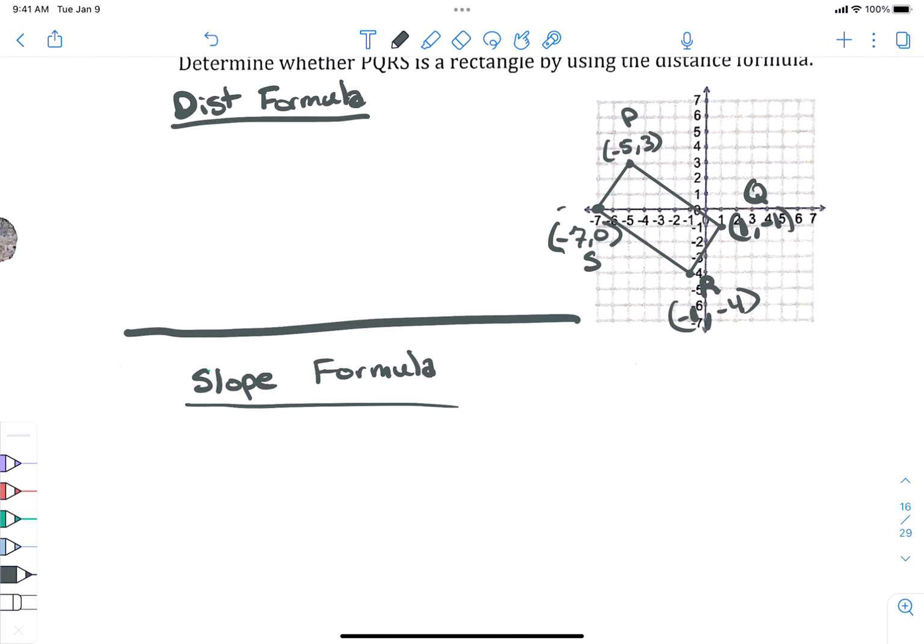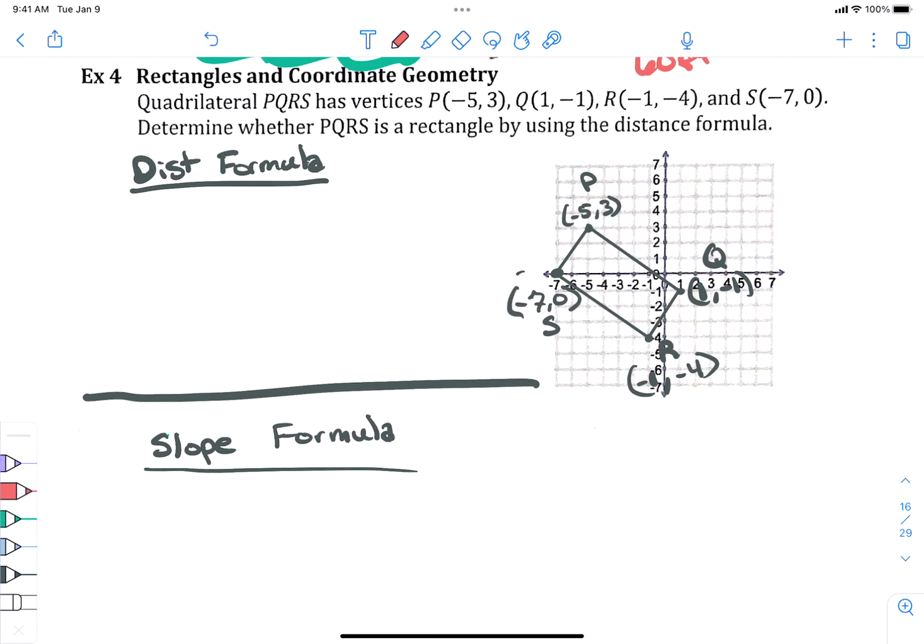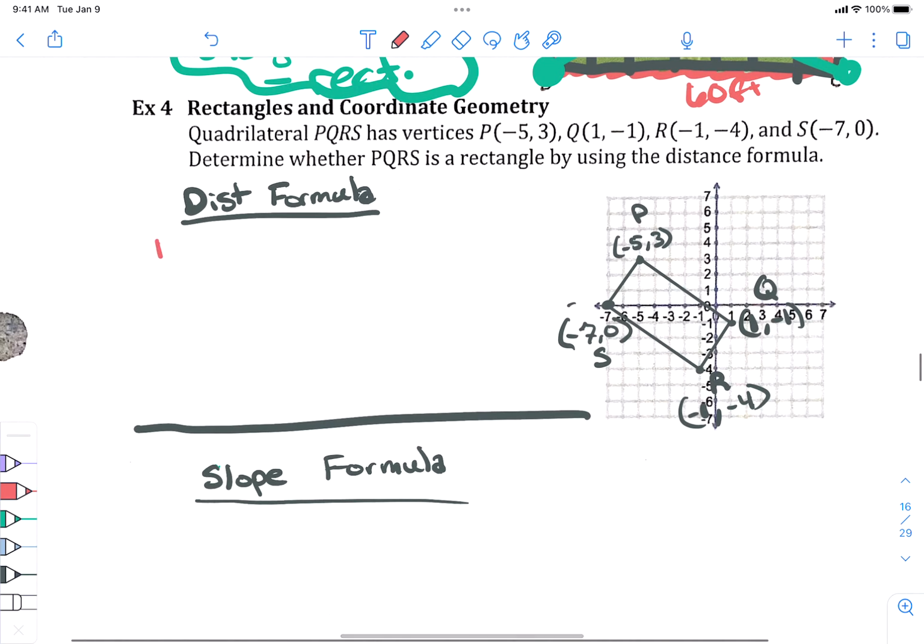Okay, so distance formula. We always do shortcuts on distance formula. The first thing that we want to do is measure all of the sides for the distances. All of them? Yeah, there's 4 sides. So name me one side. Let's name all of them. PQ is a side. Equals. QR is another side. Keep going around. RS and SP.